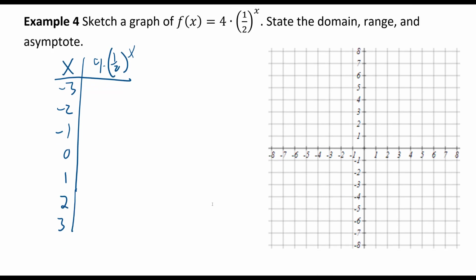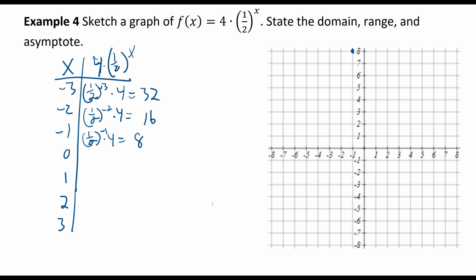Okay, so for -3, 1/2 to the -3 is going to be 8 times the 4. So that's 32. That's a little big. It's going to be beyond our graph. How about 1/2 to the -2 times 4? That's 4 times 4, so it's going to be 16. Still beyond our graph. How about 1/2 to the -1 times 4? That's 2 times 4, so that's 8. We can do that. -1 is 8.